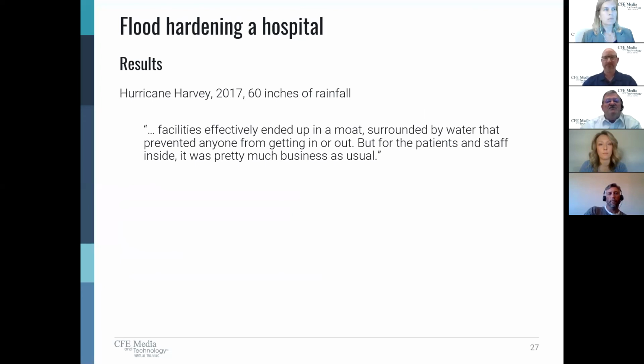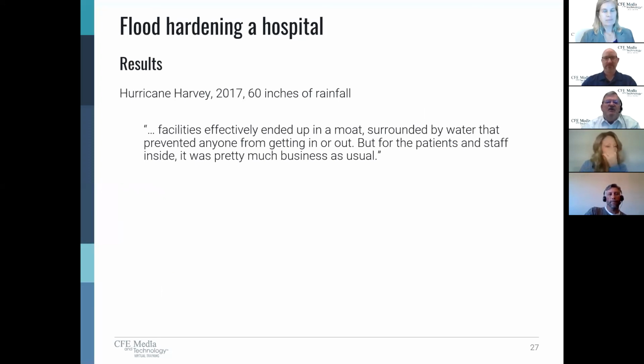Here are what the results were. Allison was supposed to be a 500-year flood, and then 16 years later, we got a better 500-year flood. Hurricane Harvey dropped 60 inches of rainfall in the area. It beat Allison by 50%.